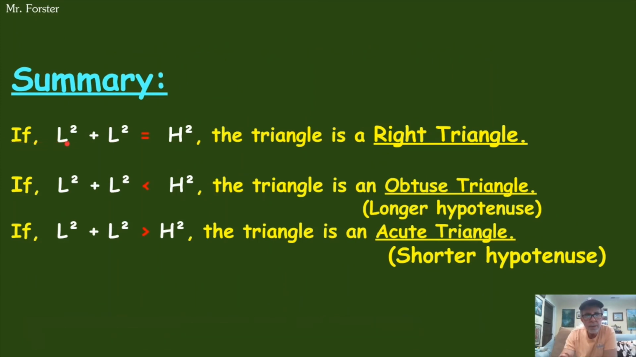And so the summary: if the sides of a triangle do work in the Pythagorean theorem, it is a right triangle. If the hypotenuse is bigger and the two sides don't satisfy the Pythagorean theorem, we know that it's not a right triangle, and we can even say that it's an obtuse triangle. And here, if the hypotenuse side is smaller, it's an acute triangle. It's not a right triangle.